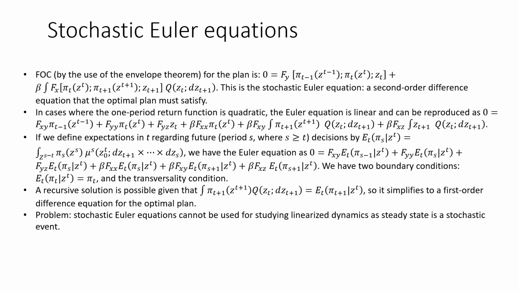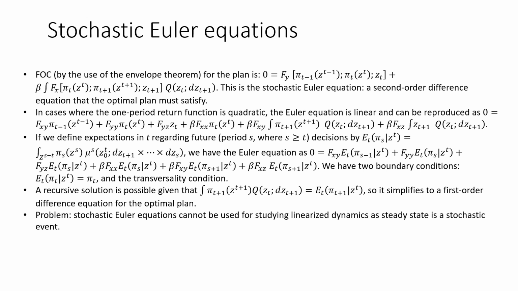If you remember, in chapter 6, we extensively used deterministic Euler equations to linearize dynamics around the steady state. So the idea was simple. We rewrote the system in a difference from the steady state with the idea that this linearized dynamics can help us to figure out whether the steady state is stable or not.